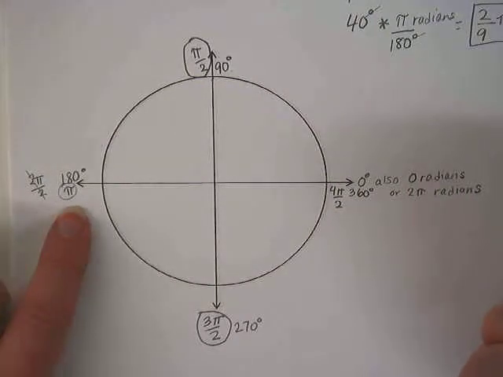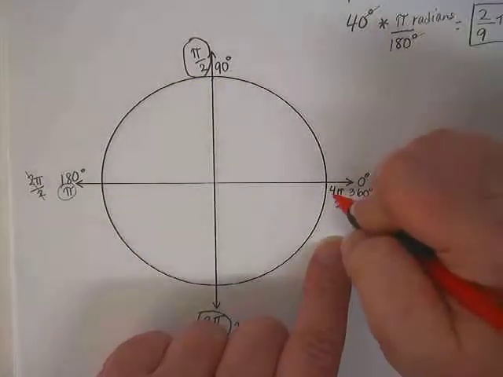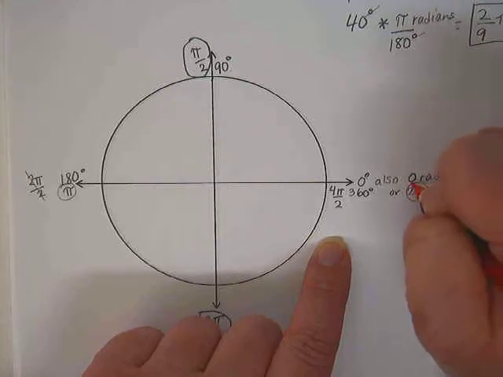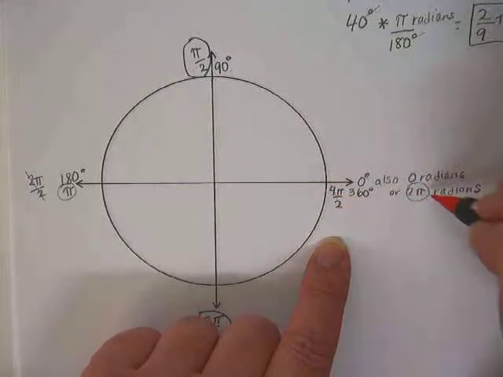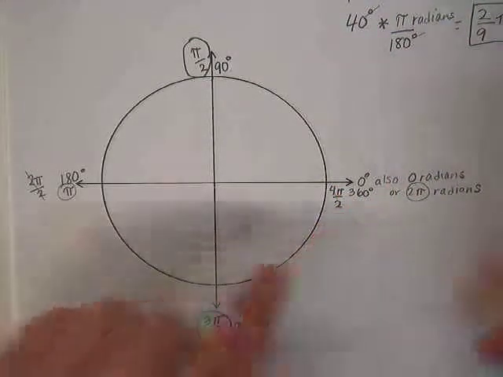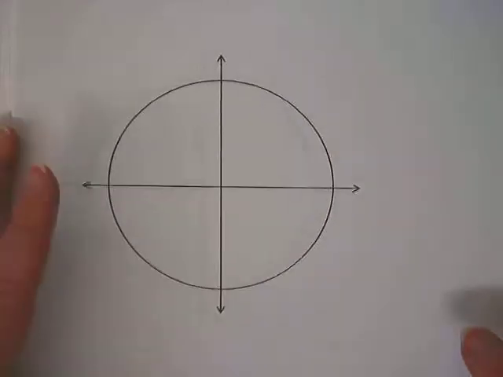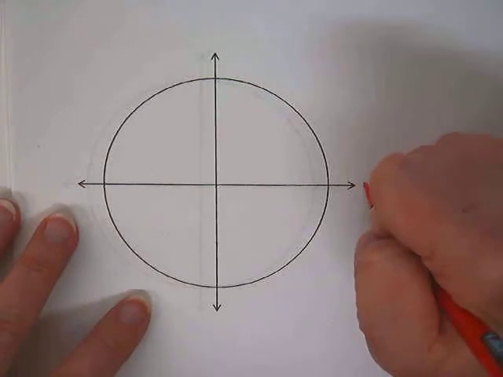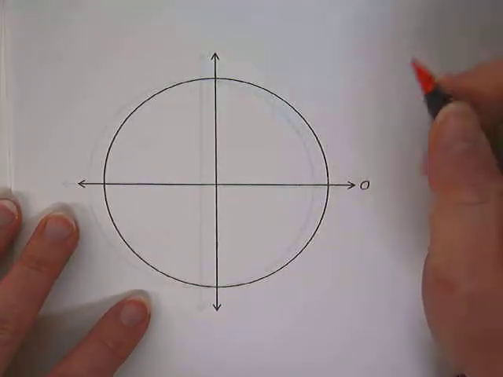However, over here we have 2 pi halves. Well, that reduces to pi. So we always reduce our fractions and use the smallest reduced version. 4 pi halves reduces to 2 pi. So of course we're going to call it 2 pi instead of 4 pi halves.